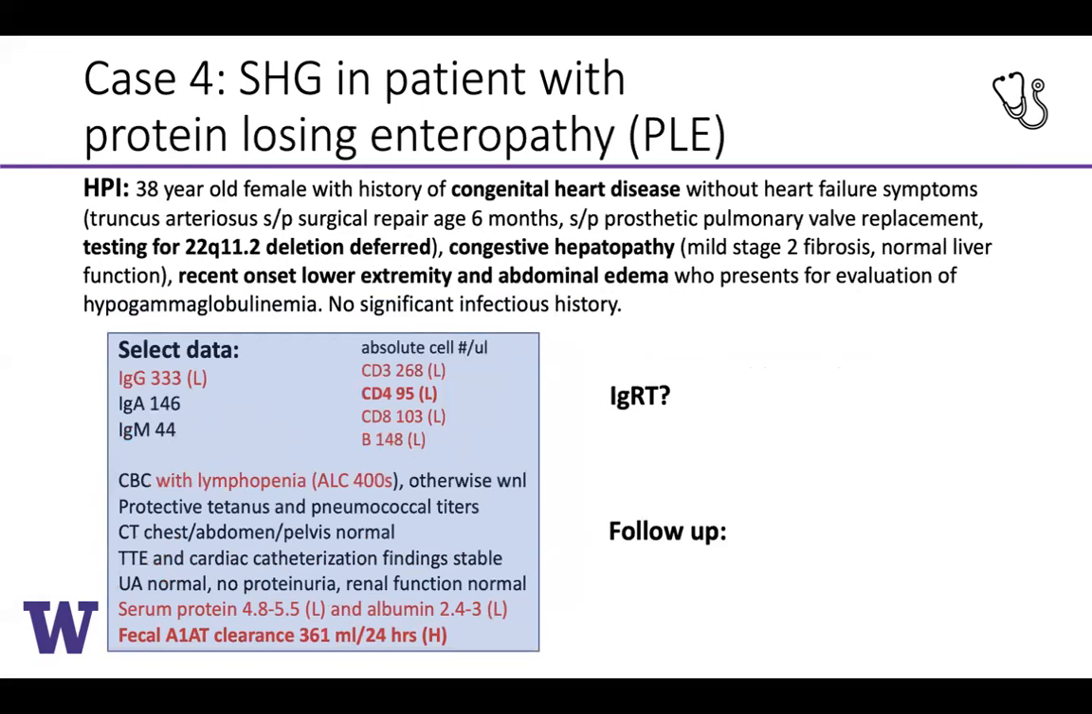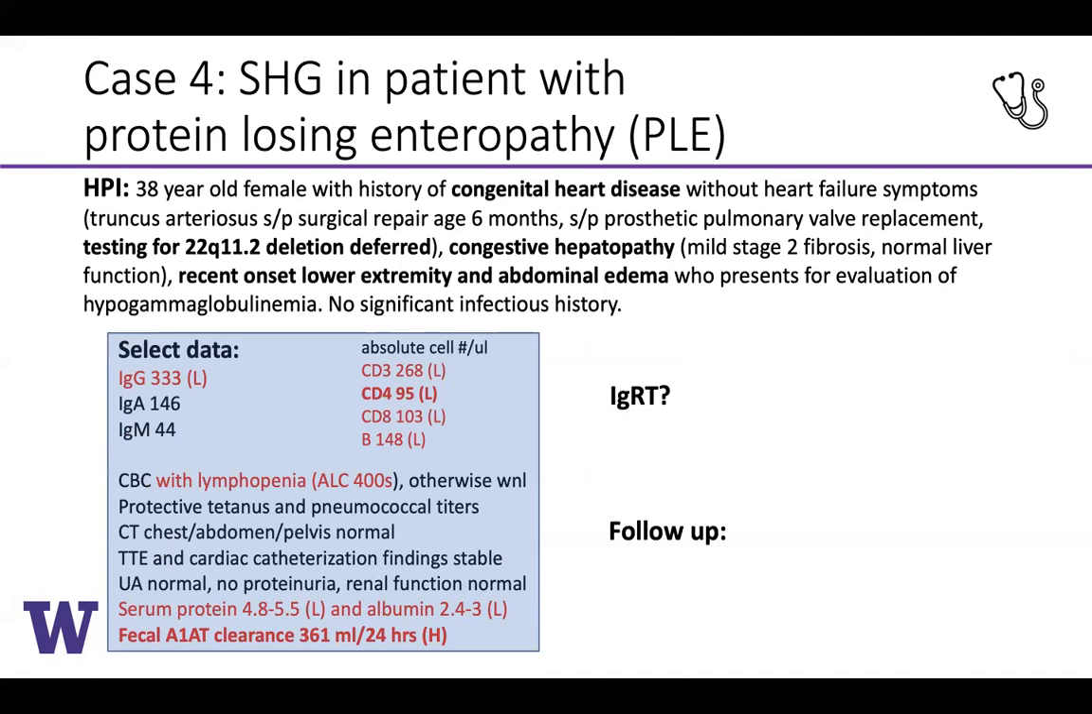This was the case that really made me think about protein losing enteropathy a lot harder than I normally would have otherwise. This is a 30-year-old patient who was referred for hypogammaglobulinemia. She has a very interesting history. She has congenital heart disease, truncus arteriosus, which was repaired when she was a baby.